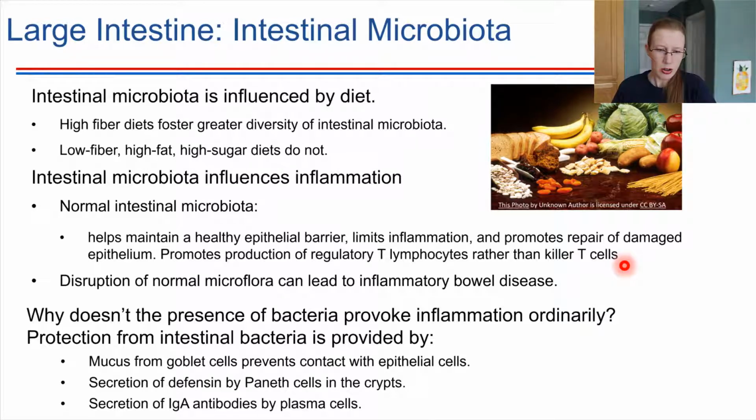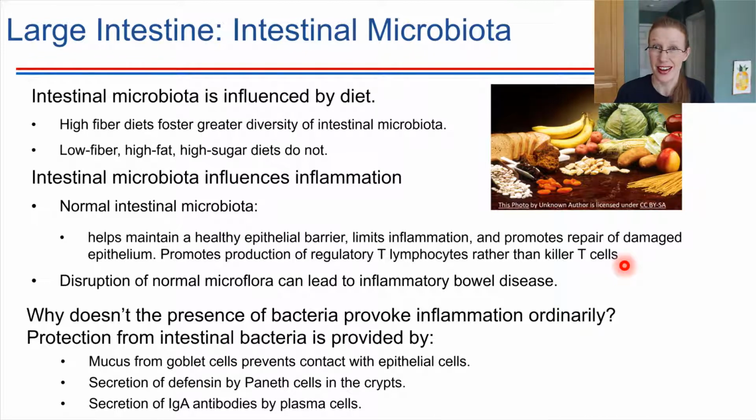If the intestinal microbiome gets out of balance, what can happen? Well, one of the things that can happen is diarrhea. And if this imbalance is a long-term thing, then that can end up leading to inflammatory bowel disease, and that's a problem. We'll come back to that in just a minute. Before we get there, let's wrap up inflammation. Why don't the normal bacteria promote inflammation?